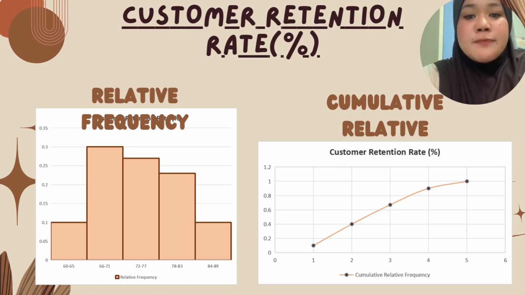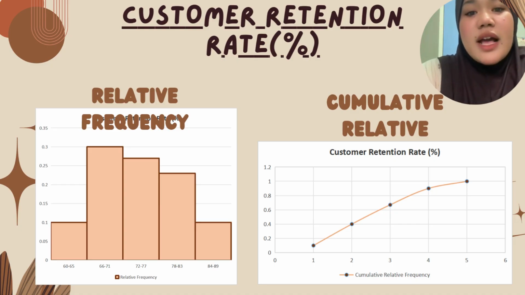For example, the highest bar is for the 66 to 71 range, with a relative frequency of 0.30. This tells us that 30% of the customers had a retention score in that range. On the right, the OGIF graph displays the cumulative relative frequency. This line graph helps us see how the data accumulates.